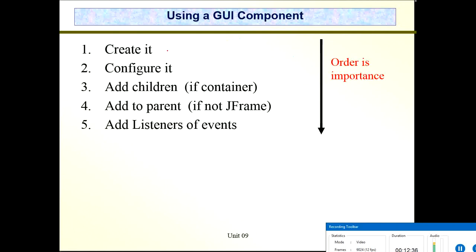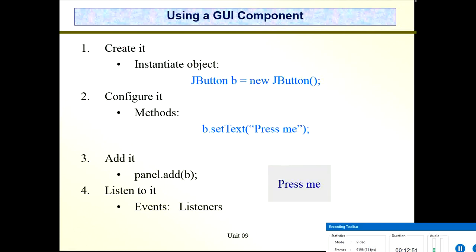Order is very important. You create it, configure it, add children like the containers, panels, add up to parent if not JFrame or any other frame, and then you add listeners of the events. So order is very important.